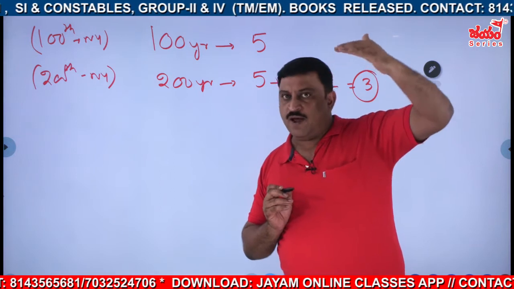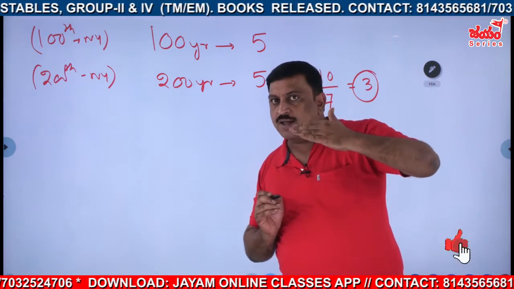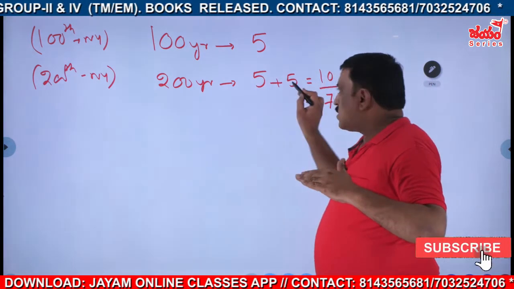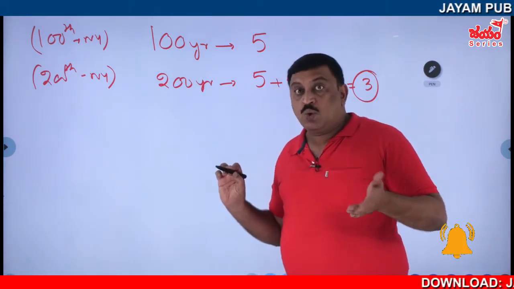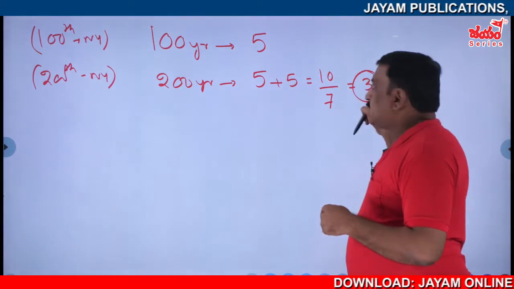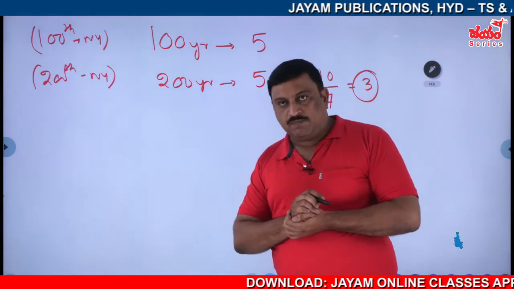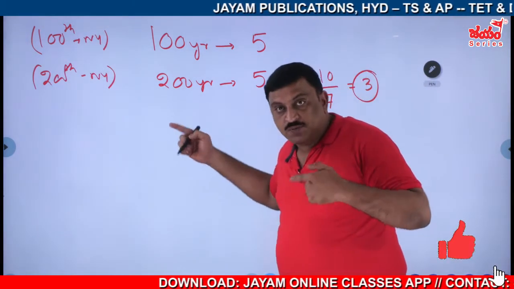The first 100 years, 5. The second 100 years, also 5. Total 200 years, the case is 3 odd days. Then, give me the answer for this one now.